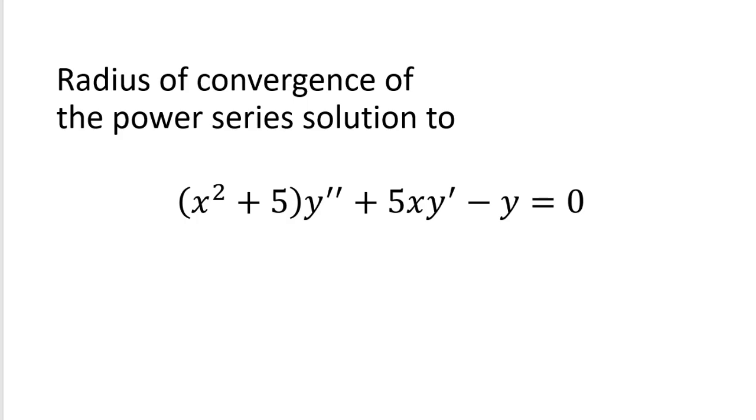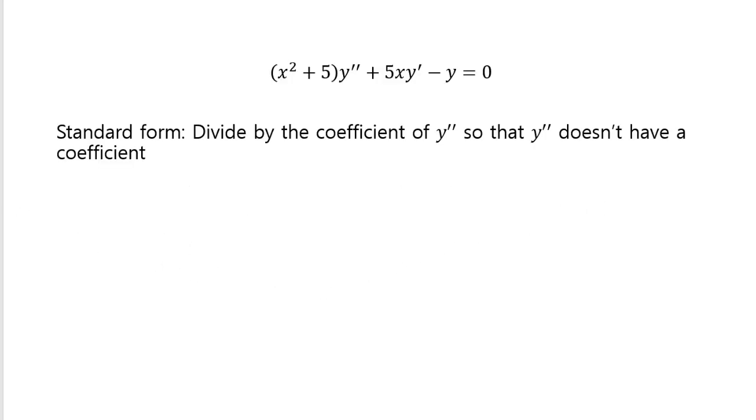Let's talk about the radius of convergence of the power series solution to this specific differential equation. First of all, you need to have the concept of the standard form. You change this into a standard form by dividing by the coefficient of y double prime, so that the equation looks like y double prime plus some other things. As long as you isolate y double prime like this one, that's called the standard form.